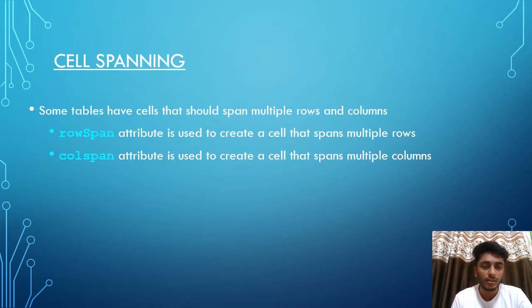What is cell spanning? Some tables have cells that should span multiple rows and columns. Rowspan and colspan are the two types of cell spanning. So let's discuss what they are. The rowspan attribute is used to create a cell that spans multiple rows. The colspan attribute is used to create a cell that spans multiple columns.